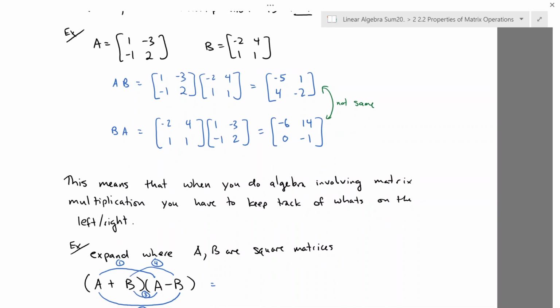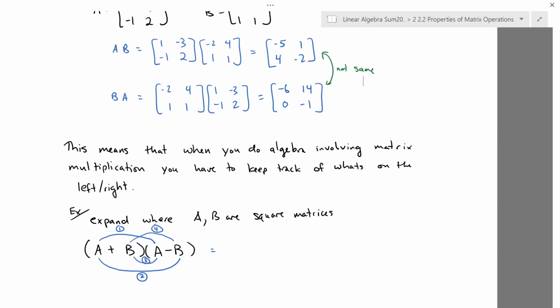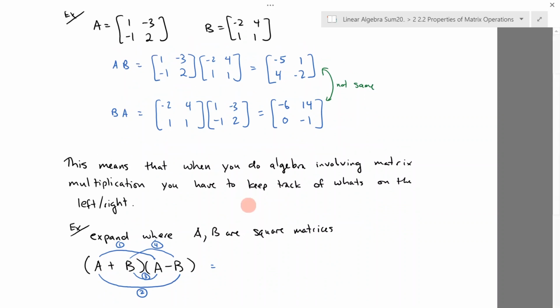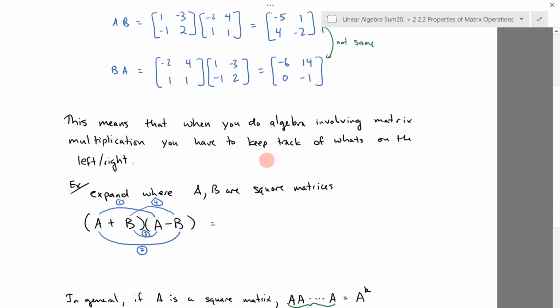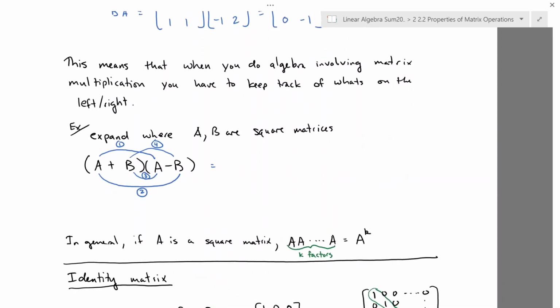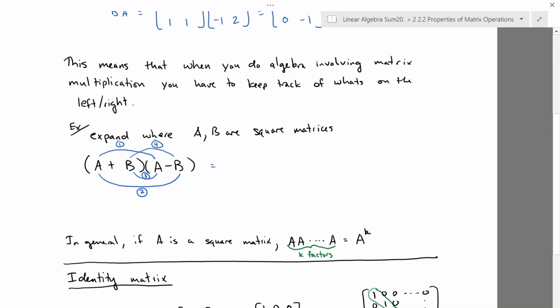So what that means, in terms of doing algebra involving matrices, when you have matrix multiplication involved, is you should always keep track of what's on the left and what's on the right. Here A is on the left, B is on the right. Here B is on the left, A is on the right. As an example, we have A plus B times A minus B, two binomials involving matrices. As we know from algebra, if we want to multiply this out, you FOIL. The method is called foiling.